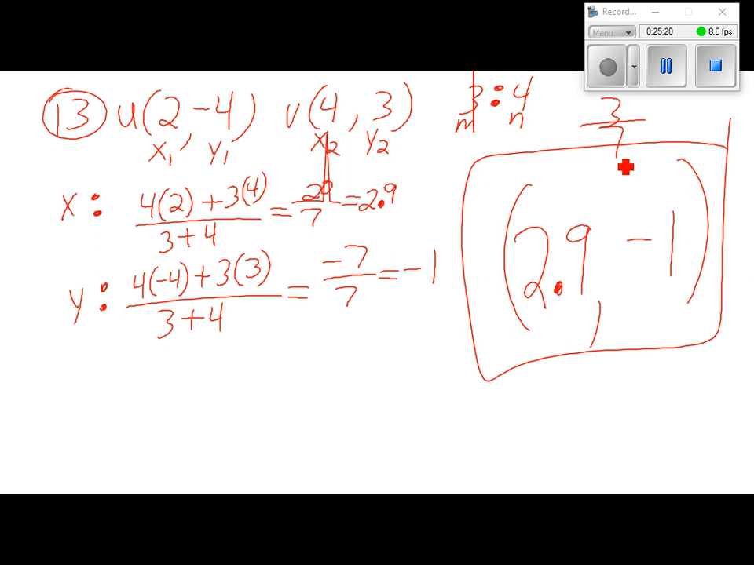And maybe it's easiest to ask yourself this each time, Josh. If you're wanting to do it that way, ask yourself, how many total parts am I splitting this into? That's the number that's always going to be on the bottom of the fraction. So here we're splitting it into 3 parts on this side, 4 parts on this side, that's a total of 7.